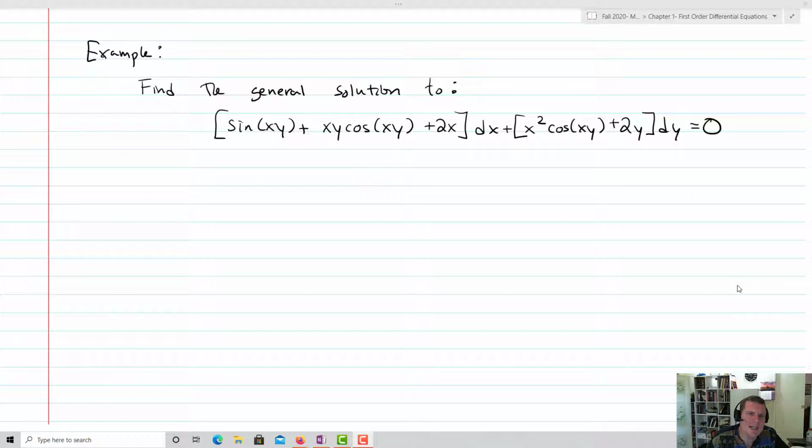So let's take a look at an example, and I think an example will show us how exactly this process works. Okay, you just want to remember what M is. M is the derivative of phi with respect to x, and N is the derivative of phi with respect to y. So we'll start out by proving exactness.